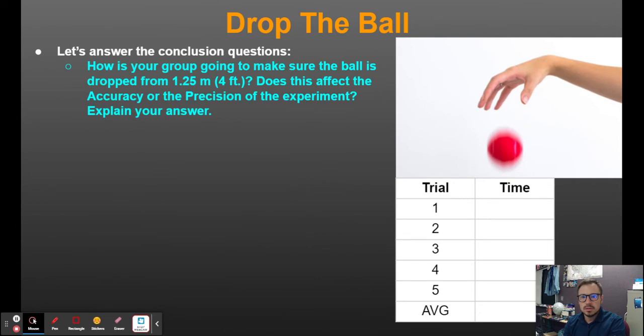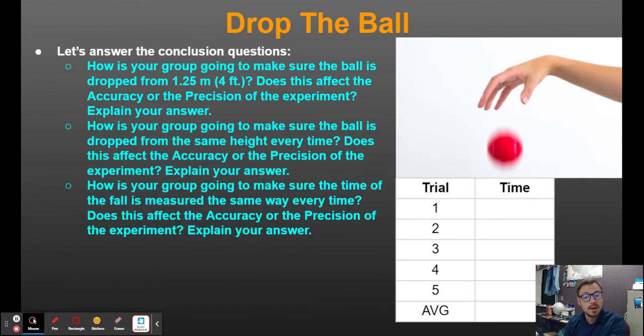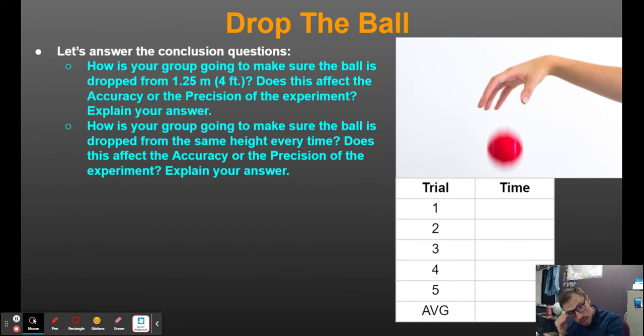So nobody had a meter stick to measure it out. You had to measure it based on what you thought 4 feet was. This would affect your accuracy because you don't know exactly where 4 feet was. Now, to make sure that your group was dropping it from the same height, you had to mark off where it is. This would affect your precision.